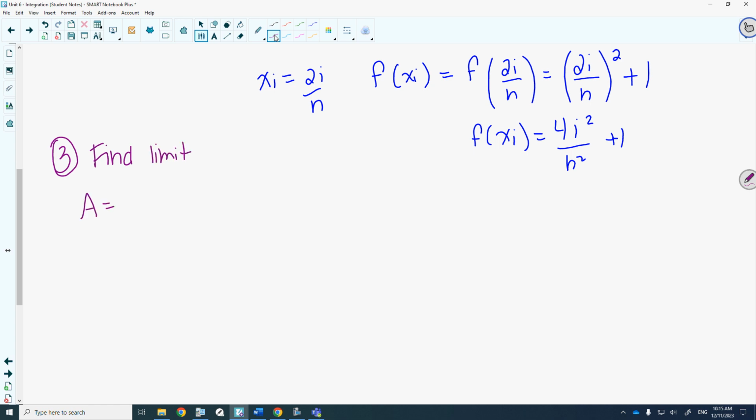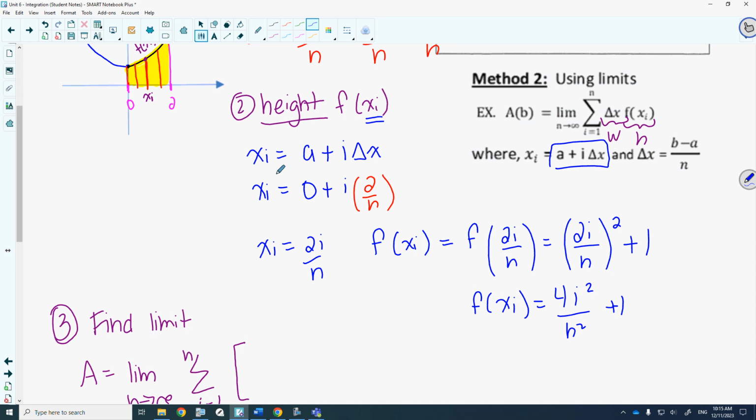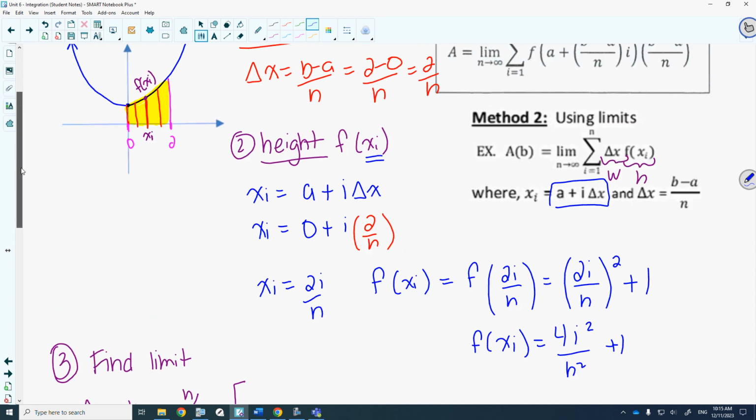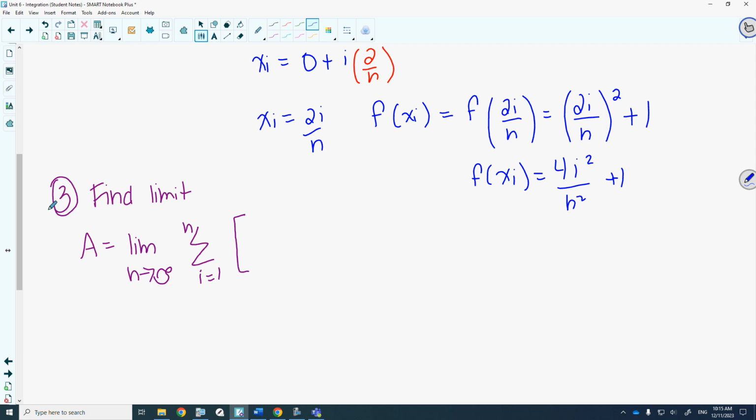So the area on the given interval is going to be the limit as n approaches infinity. And we're going to figure out what the area of one rectangle is. So it's going to be delta x. Now delta x was, what was our width? 2 over n. So the area of one rectangle is the width.